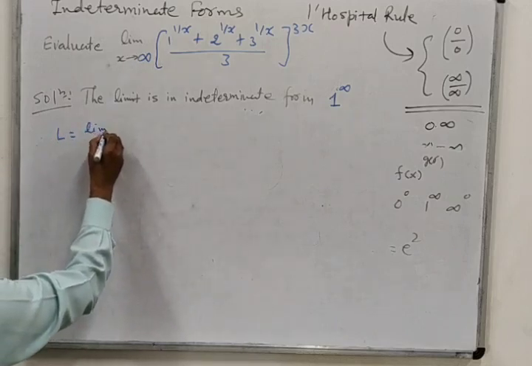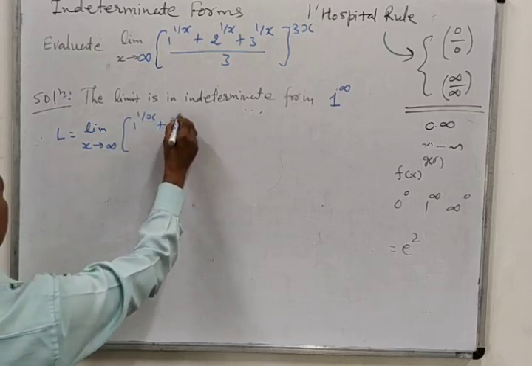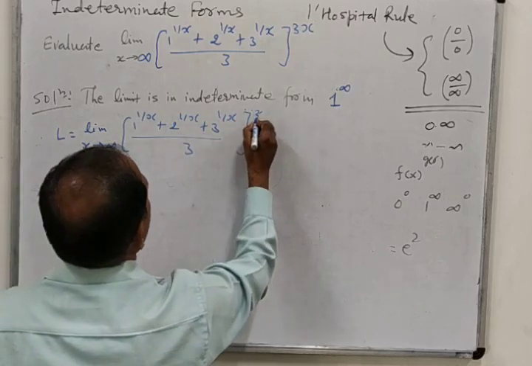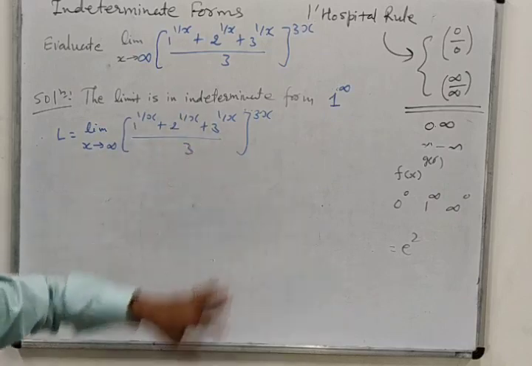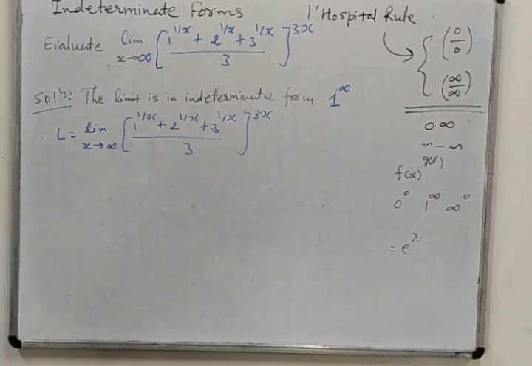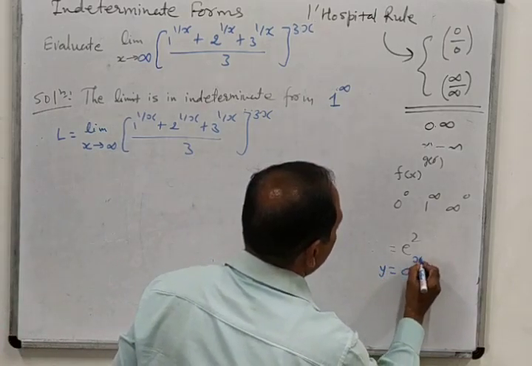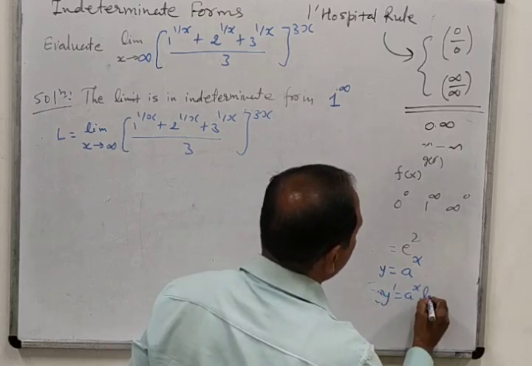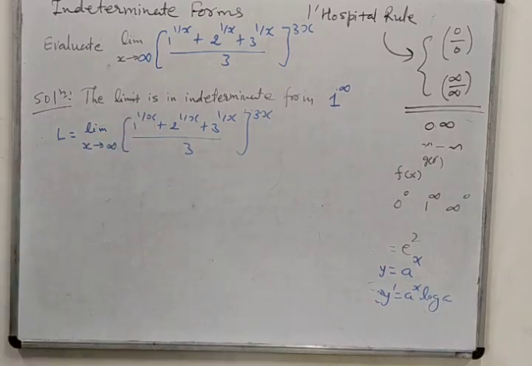So L equal to limit x tends to infinity of (1 raised to 1 upon x plus 2 raised to 1 upon x plus 3 raised to 1 upon x) divided by 3, whole raised to 3x. But now here one thing you note down: due to 1 upon x, the derivative of 1 raised to 1 upon x or 2 raised to 1 upon x will become complicated, because in the power there is 1 upon x. Because if y equal to a raised to x, then its derivative is y dash equal to a raised to x into log of a. But here if 1 upon x is there, then it becomes complicated.